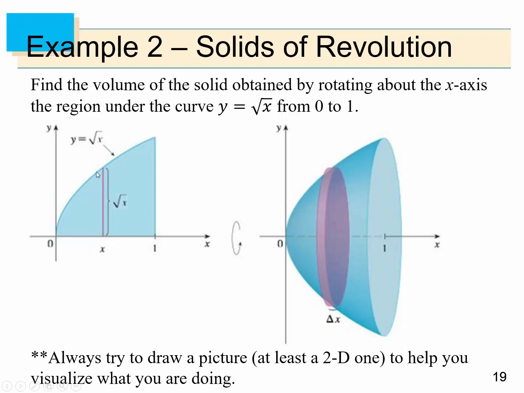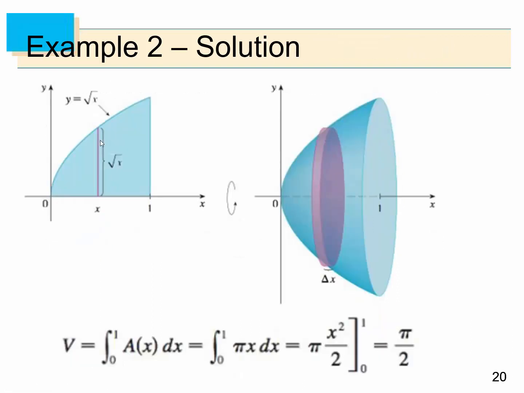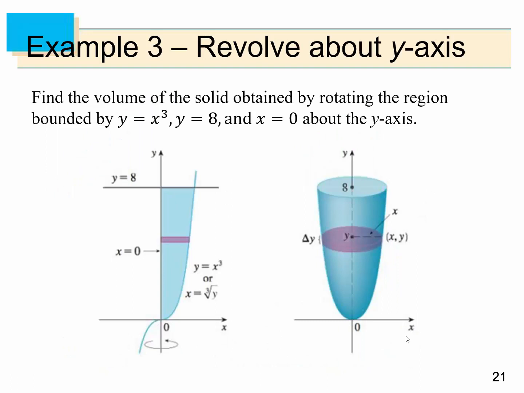So obviously, if we're slicing here, this height is always just going to be f of x, right? It's going to be the height of the function at x. So it's always just going to be the square root of x. So very easily, the area is just going to be that thing squared, which is just x. You can see that we're roaming from 0 to 1. So there's our integral from 0 to 1 of pi x dx. We integrate that, we evaluate it, and we get pi over 2. It's just that simple.